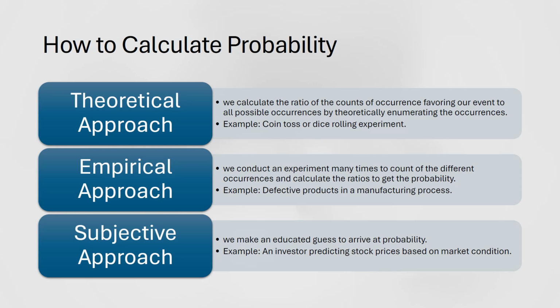Third one is the situation where it is a little difficult to either conduct an empirical experiment or a theoretical enumeration. So we take a subjective approach. Here we make an educated guess to arrive at the probability. For example, an investor predicting the stock prices based on market conditions. So for a given price, we assign the probability based on past experience and the wisdom gathered by someone who is a practitioner in that space.